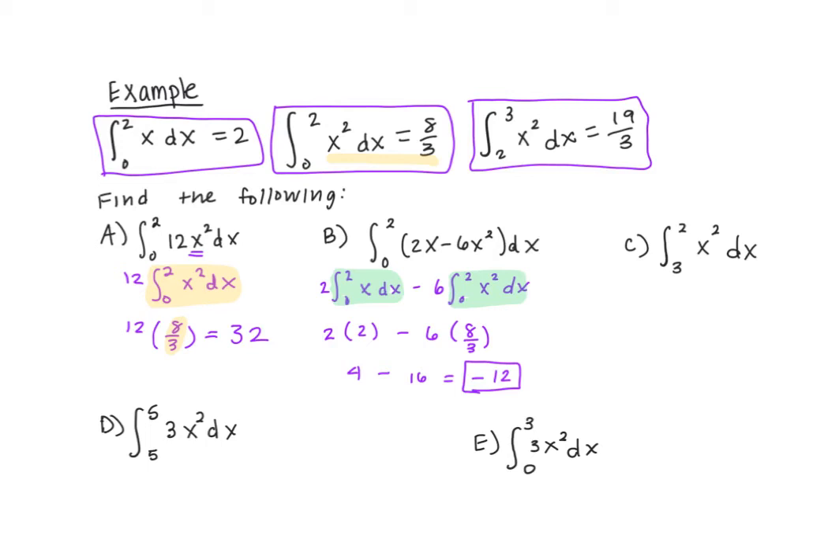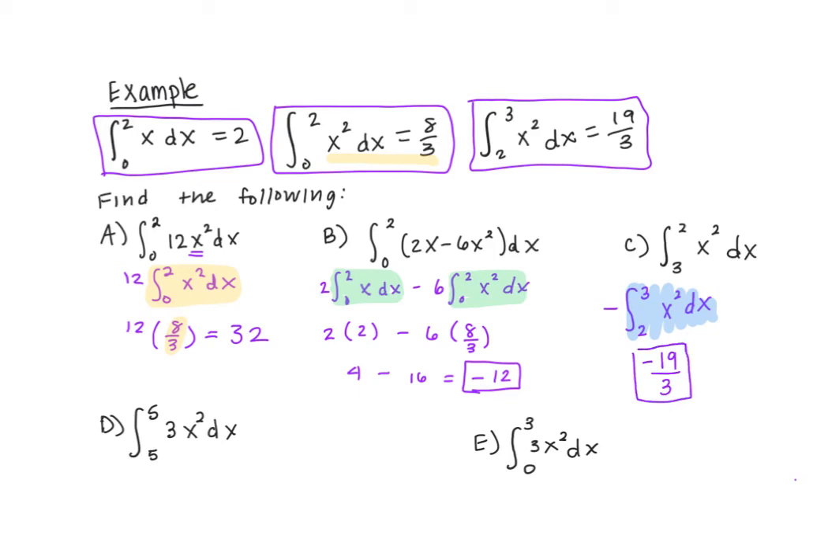So now let's look at part c. Right now, the first thing I notice is that it goes from 3 to 2 instead of 2 to 3. So I need to rewrite that. And when you flip the intervals, you have to put a negative. So I have negative from 2 to 3, x squared dx. Well, the integral of x squared from 2 to 3 is 19/3, so I have -19/3. That's your final answer.